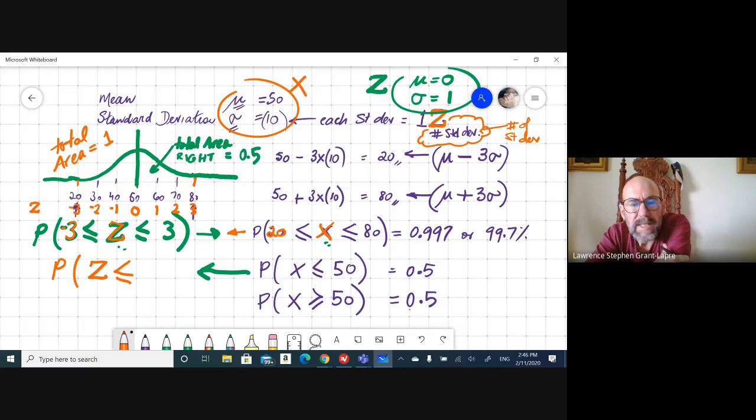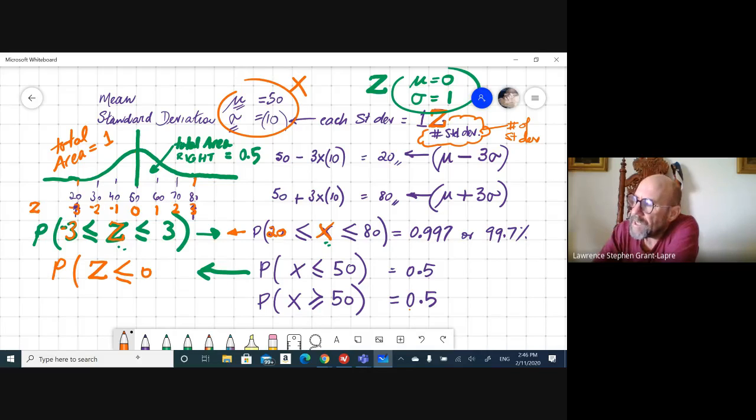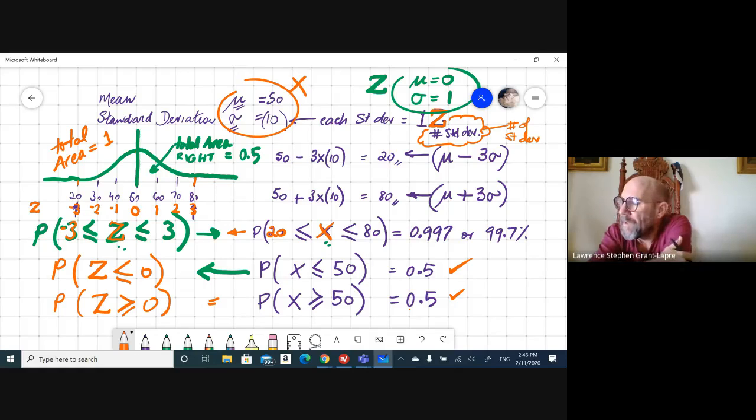Instead of X being less than or equal to 50, we could change that into Z is less than or equal to 0. 0 is correct, yes. So the probability of Z being less than 0 is equal to 0.5. The probability that Z is greater than 0 is 0.5. That means the right-hand side of the mean, and this is the left-hand side of the mean.